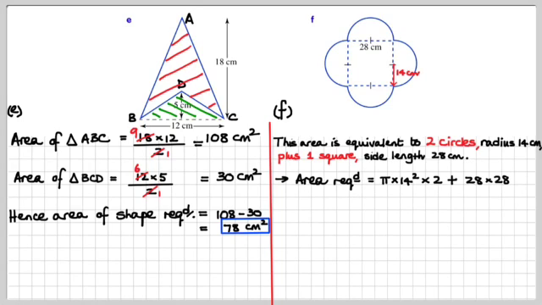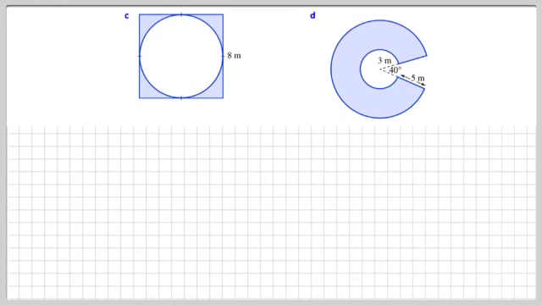The area required is pi 14 squared times 2, the 2 circles, plus length by width of the square, which is 28 times 28. So now we're nearly done, and we can just get the trusty calculator out, work it all out. We get 2015.50 square centimetres. I've worked that out to 2 decimal places. Good.